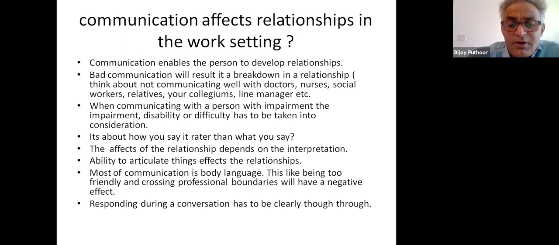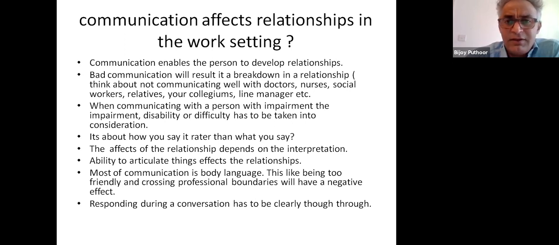Okay, responding during conversation has to be clearly thought through. So you do not want to interrupt people when they're talking, and when you respond, you think how you're going to articulate things as well. Because if you do not respond in an appropriate way, if you're not able to articulate things in the right way, you could be misunderstood, and that will affect your relationship with your colleagues. So that has to be taken into consideration.